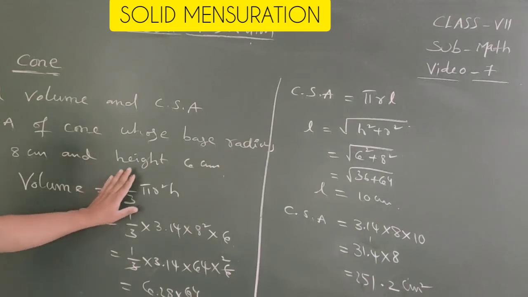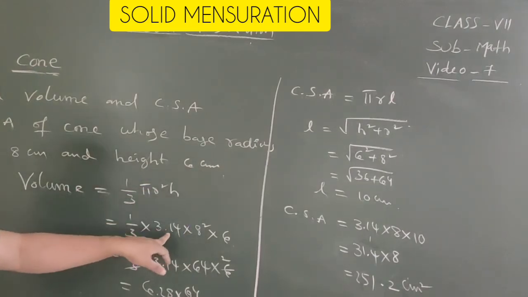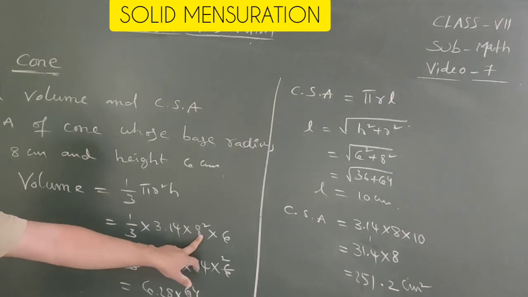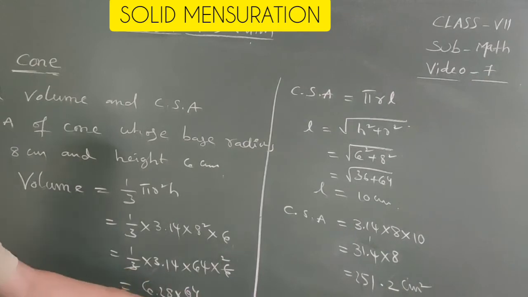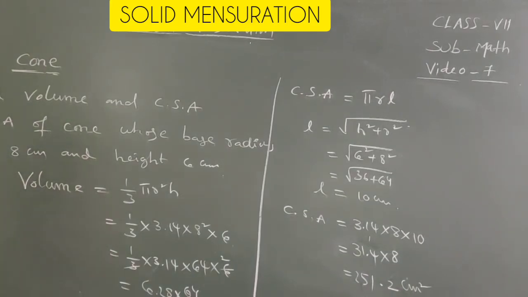Okay, here volume is 1/3 pi r square h. Here pi is 3.14 they give, r means 8 square, into 6. Here 2 into 3.14 is 6.28 into 64. After multiplication we got 401.92. Then for finding CSA, we require L with the help of h and r. We got L as 10 centimeters. Now CSA is 3.14 into 8 into 10. So 3.14 into 10 becomes 31.4 into 8, that is 251.2 is the CSA.